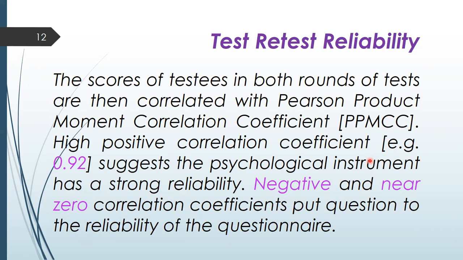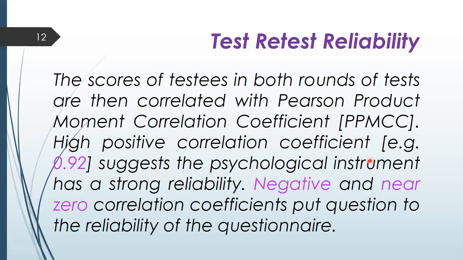Of course, you see this in the SPSS, Statistical Package for the Social Sciences, a popular statistical package that is used. They are all available there that you can easily use. And one very popular thing, of course, the result always ranges between 0 and 1, plus or minus. And so if you have an R value of maybe 0.92, that suggests that your instrument has a high positive correlation coefficient. And that suggests that the instrument has strong reliability.